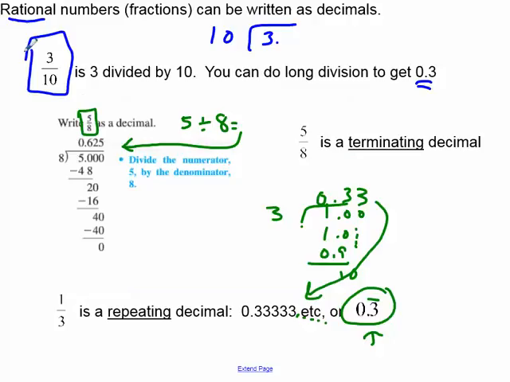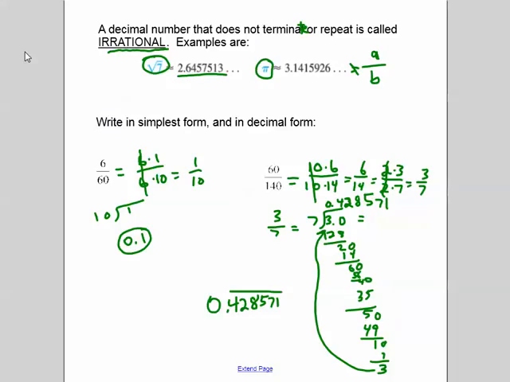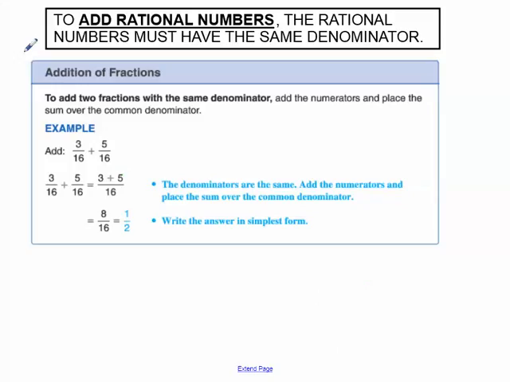All right, so if we go up here, we're going to add rational numbers. Rational numbers are fractions, a over b. In order to add two fractions, we've got to have the same denominator, so both fractions have to have that same denominator. Remember, the numerator is on the top, the denominator is on the bottom.